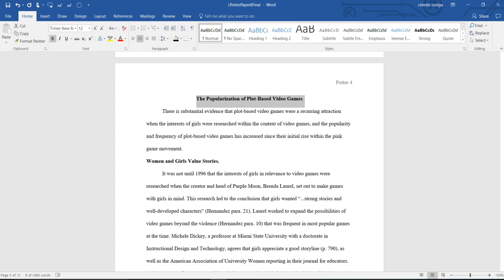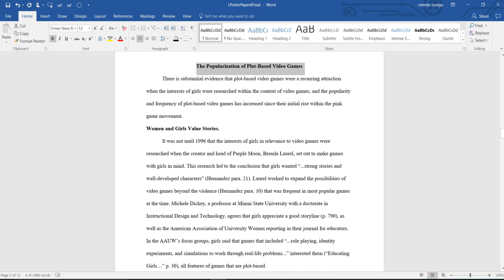There is substantial evidence that plot-based video games were a reoccurring attraction when the interests of girls were researched within the context of video games, and the popularity and frequency of plot-based video games has increased since their initial rise within the pink game movement. Awesome! Give us an overview of what you're about to talk about if you're subdividing your CSC into various sections. Remember too, if you subdivide your sections, it's the easiest way to seem intelligent with doing very little work to get there.